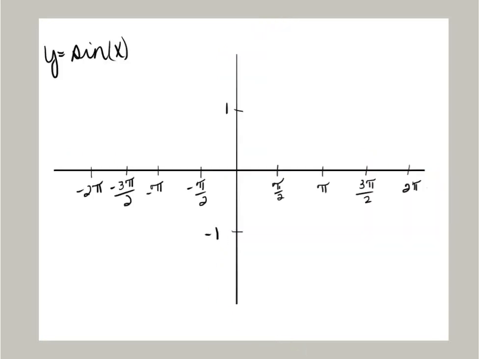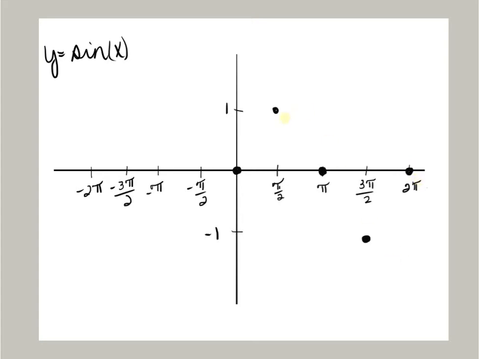And so what that allows us to do is to say the sine of 0 is 0. The sine of pi over 2 is 1. The sine of pi, 0. The sine of 3 pi over 2, negative 1. The sine of 2 pi, 0.